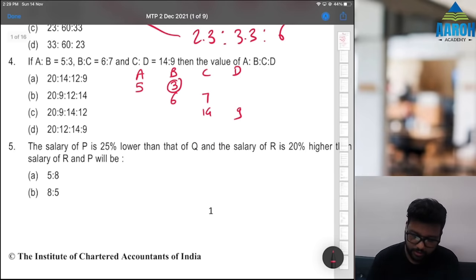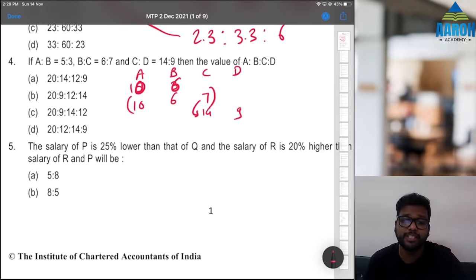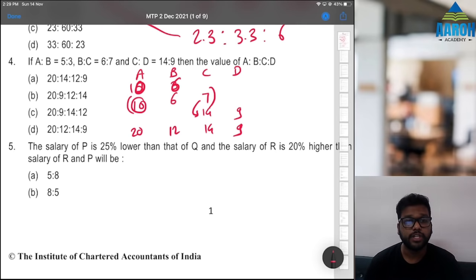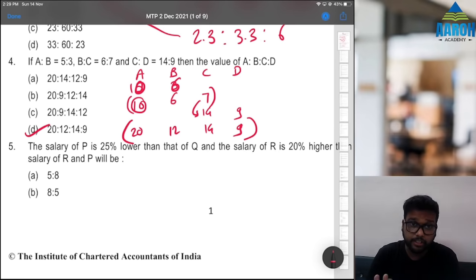This is 3, right? So let's just double that ratio. It will become 10 is to 6. So this combined ratio will just become 10 is to 6 is to 7. Again, this is 14. That means we can just double that 7. So this will become 10 into 2, 20, 6 into 2, 12, 7 into 2, 14, and then 9. So that should be the answer, 20, 12, 14, 9. If you want to see a general solution to this question, go to the previous MTP, that has the answer.